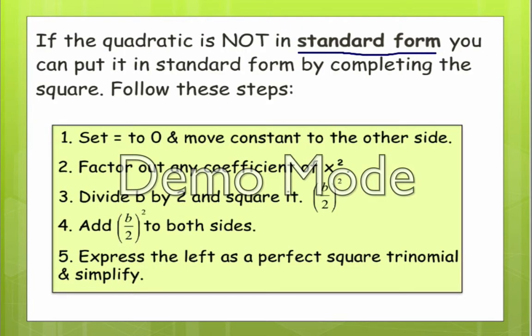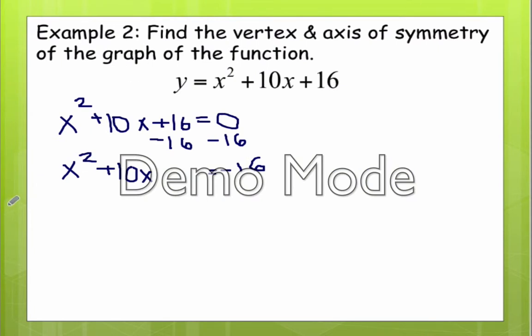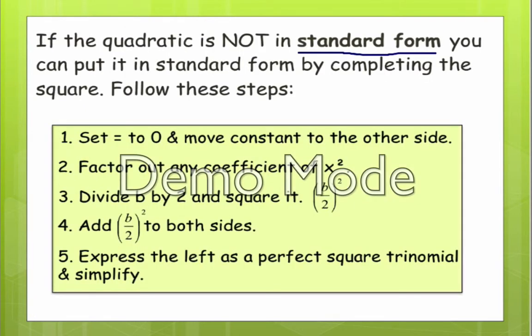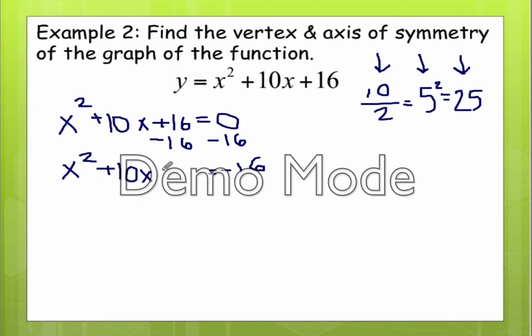Divide b by 2 and square it. So this step I like to think of as take b, half it, and square it. So b is 10. If I half 10, I get 5. And if I square 5, I get 25. So I'm going to half it, square it, and then add it to both sides, because step 4 is to take that value and add it to both sides. You have to add it to both sides to keep it fair. You can't just pick and choose one side. So I'm going to add 25 to both sides.